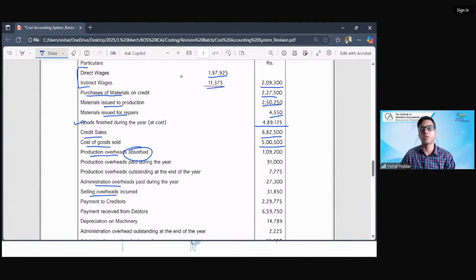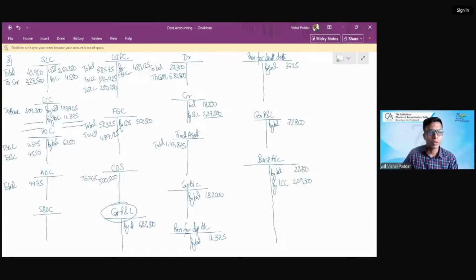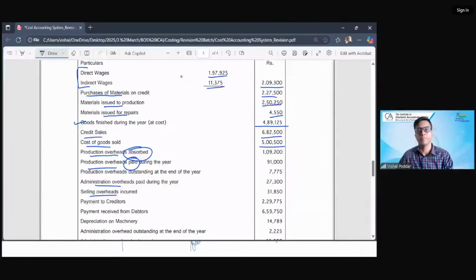Production overheads absorbed and production overheads incurred. Be very clear. 109,200 and 91, this will be routed through bank, and this will be WIP. So in WIP to POC, 109,200.